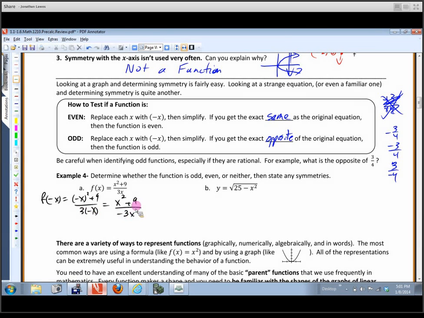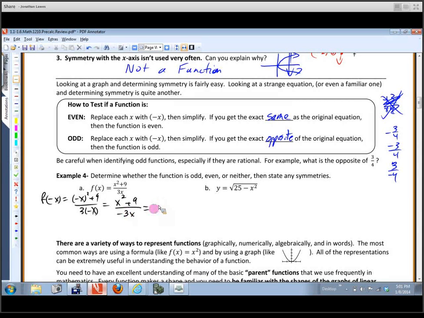Well, if we look at this, is there any way this is exactly the same? It's not exactly the same as the original one, so that means it's not even. But is this the exact opposite? And then again, this is where people get into trouble. They think, well, gosh, this is the opposite, but the top's not opposite. Okay. But all we need is either the top to be negative or the bottom to be negative to be the opposite of what it used to be, and then we're in good shape.